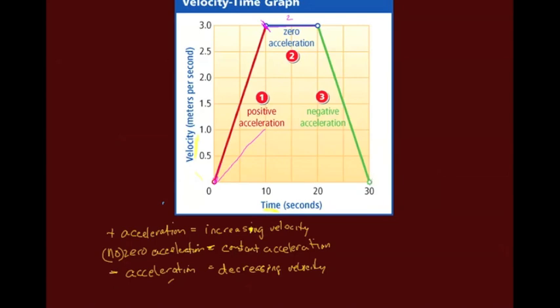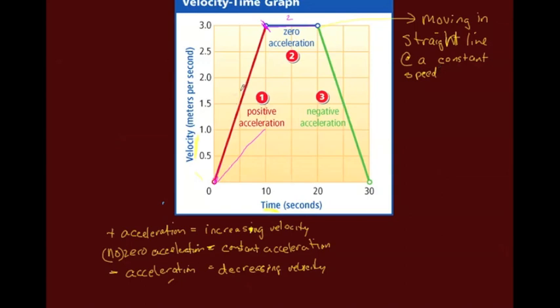There are two scenarios where you're going to have zero acceleration. In this example, you have an object that's moving in a straight line at a constant speed or velocity. Because the speed is staying constant and it's going in a straight line, its velocity is not changing, so its acceleration is zero.